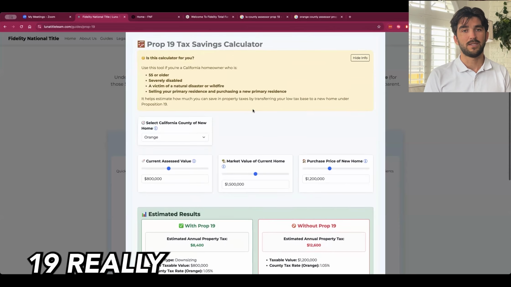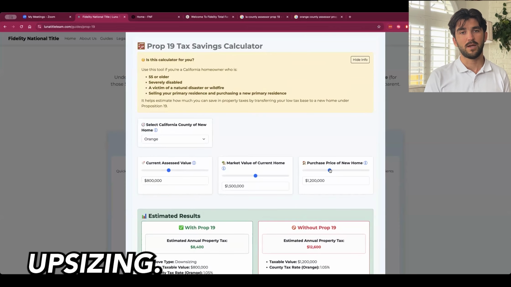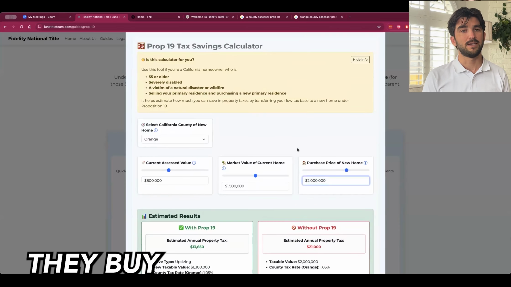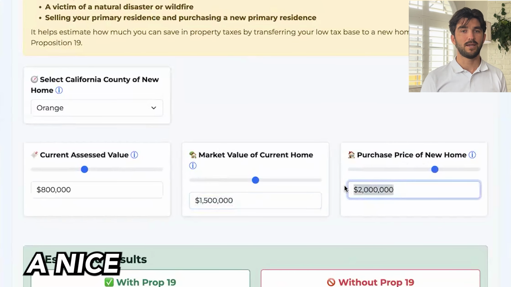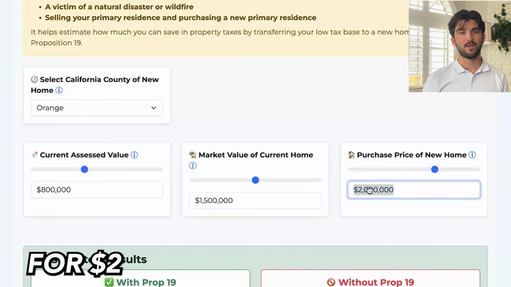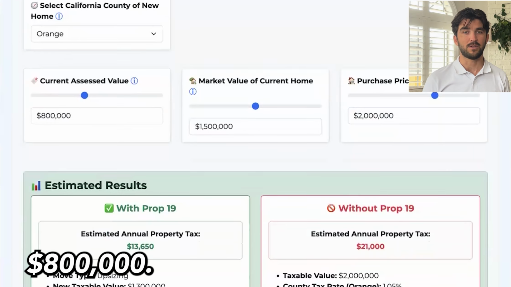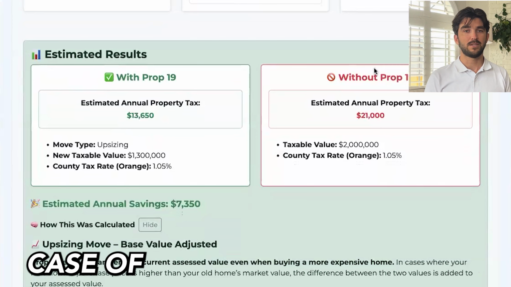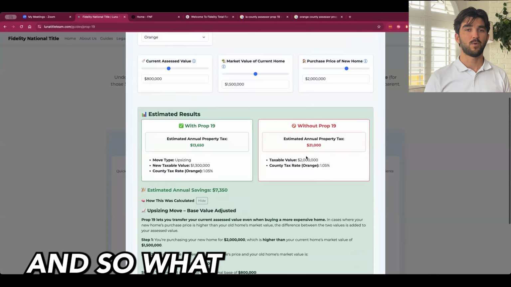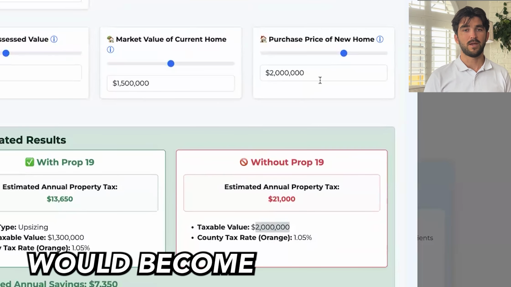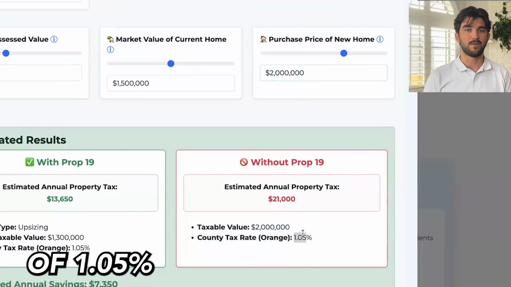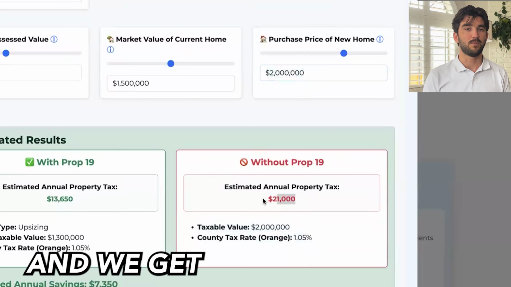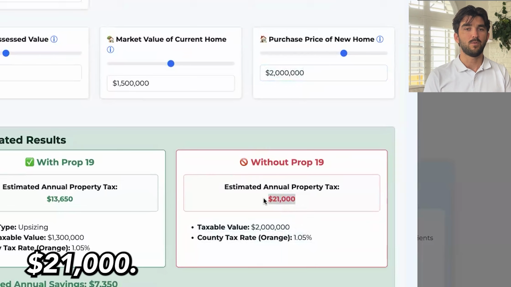And so the beauty of Prop 19 really comes in situations where they're upsizing. So let's say instead of downsizing, they buy their dream home. They sell their property for $1.5 million. They buy a nice dream home still down in Orange County for $2 million. Their previous assessed value was $800,000. And so once again, we'll look at the example case of without Prop 19 first. What would happen is their new assessed value would become the purchase price of their property, so $2 million. We'll take the county tax rate of 1.05% for Orange County, multiply that by the taxable value, and we get an estimated annual property tax of $21,000.